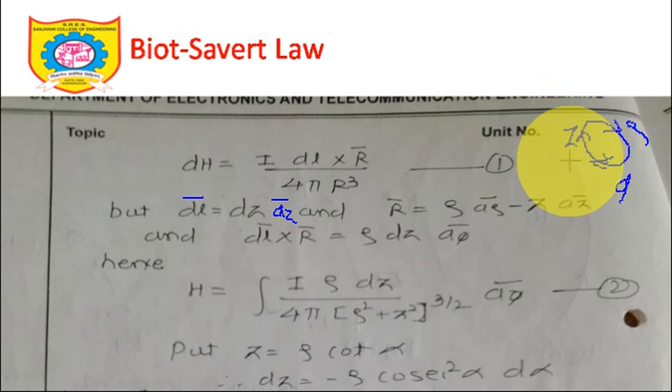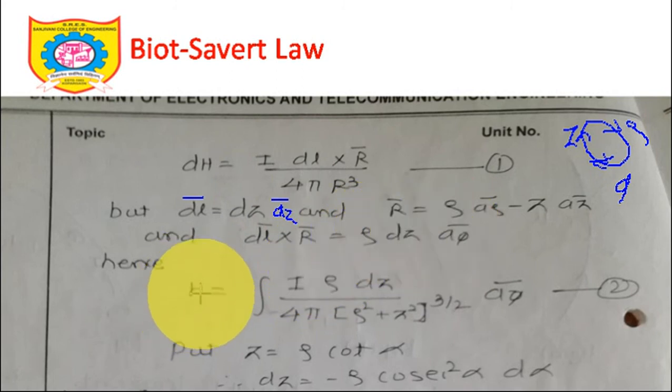I have AZ bar cross aero bar, which will yield me A phi bar, and AZ bar cross AZ bar will definitely be 0. So dl bar cross R bar is going to yield me rho dz, this is a multiplication, rho multiplied by dz, and AZ bar cross aero bar is A phi bar. So dl bar cross R bar I have calculated as I rho dz A phi bar.